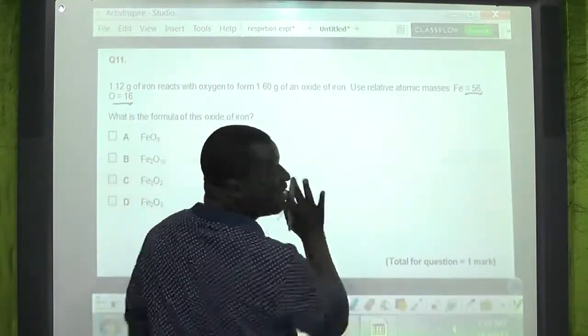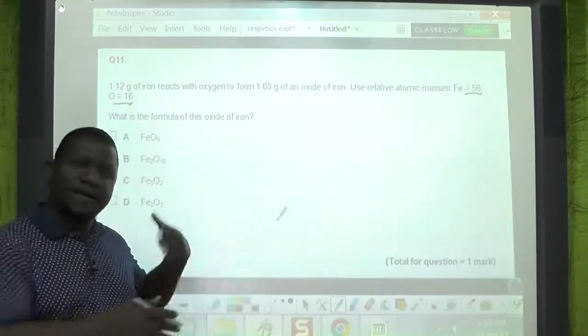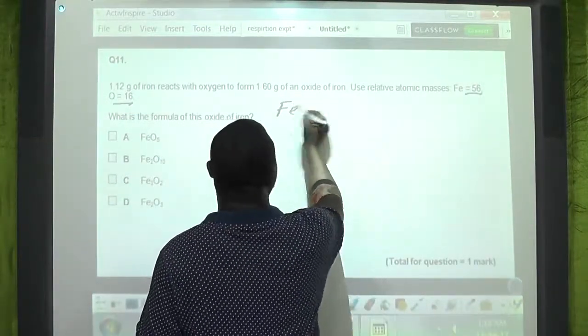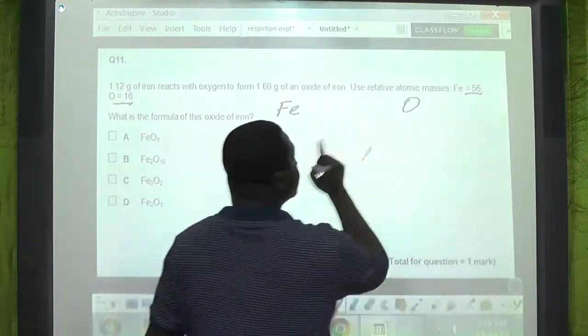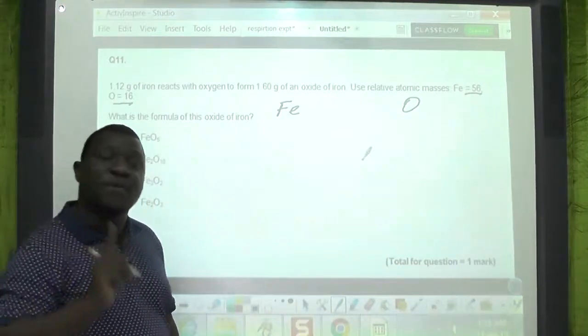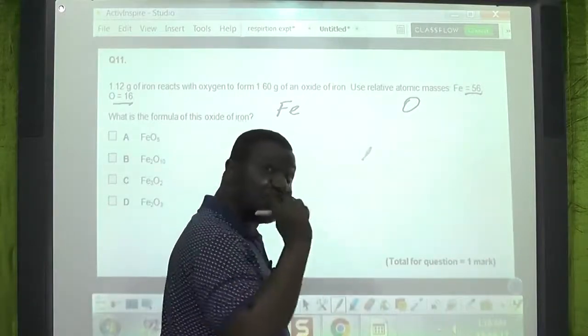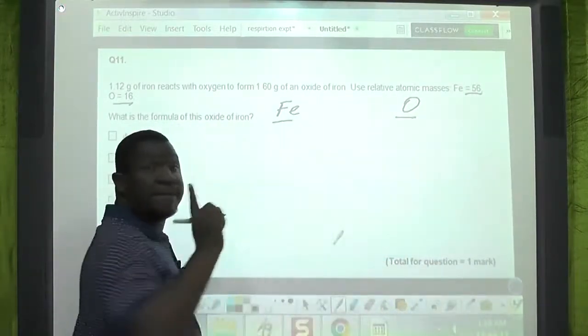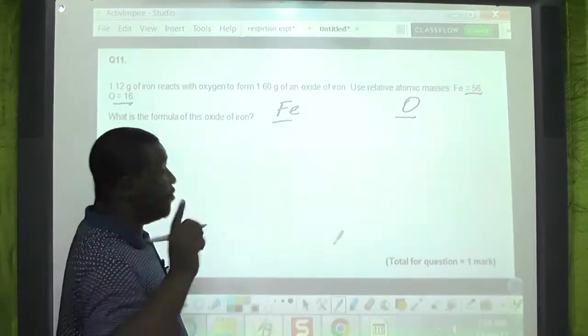So we start from the empirical formula. When you're looking for any formula like this, we start from the empirical formula. We say iron and we say oxygen. You don't use the molecular mass of the substance, you use the atomic mass. Don't forget, even if it's a molecule. I warned you about this in my empirical formula video.